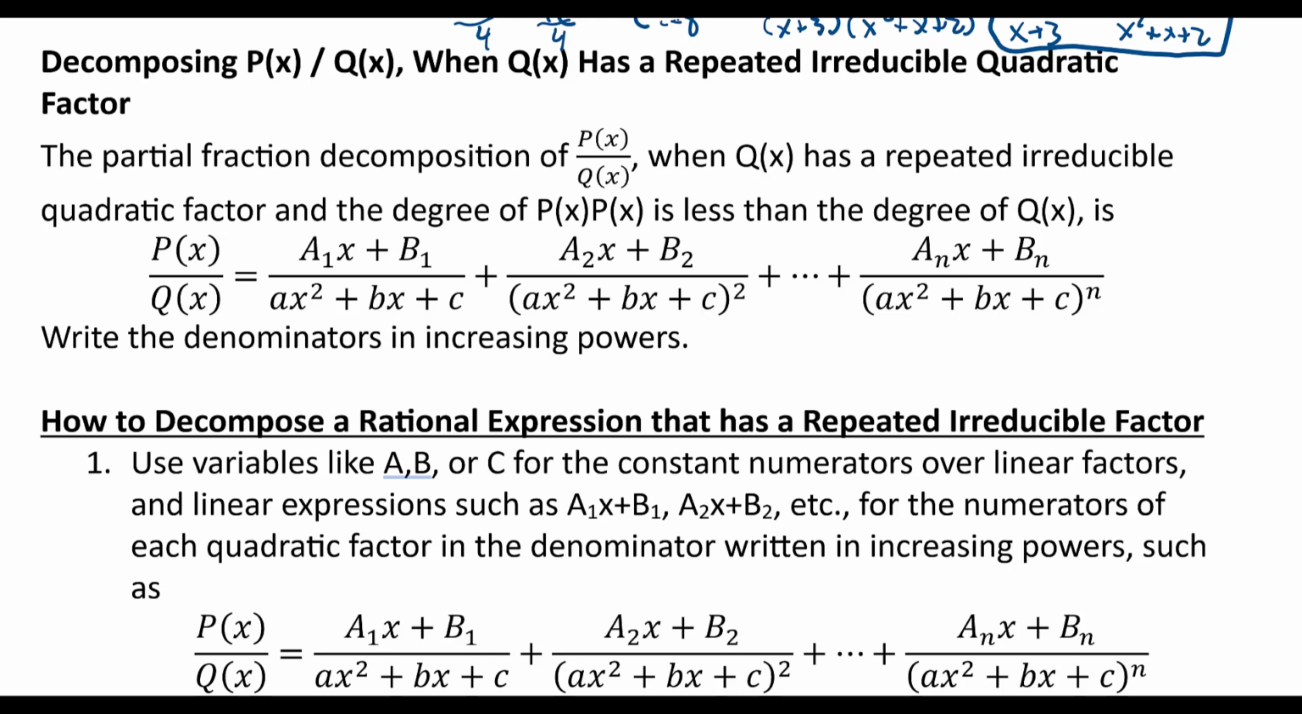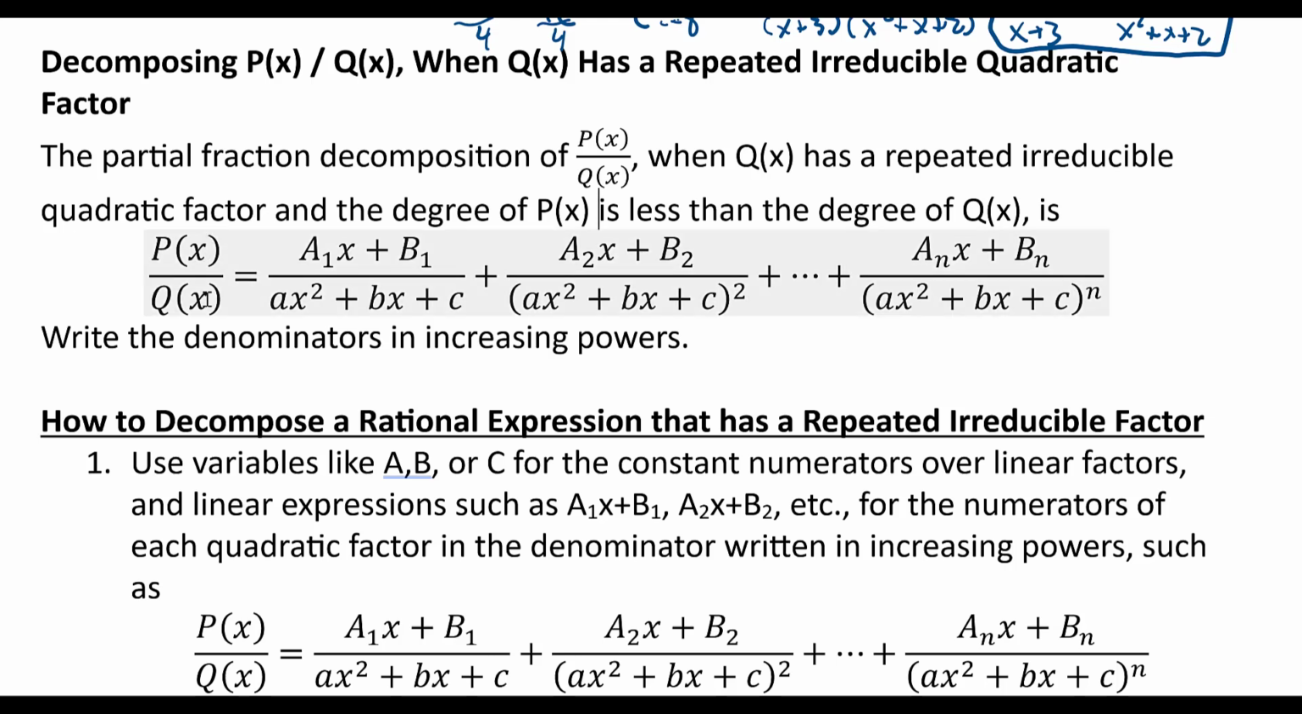Now we're going to look at our final case of decomposing fractions into partial fractions. So p of x over q of x is our fraction, where q of x has a repeated irreducible factor. Before, it had a single irreducible quadratic factor; now it has repeated irreducible quadratic factors. So the partial fraction decomposition of p of x over q of x, when q of x has a repeated irreducible quadratic factor, and the degree of p of x is less than q of x.